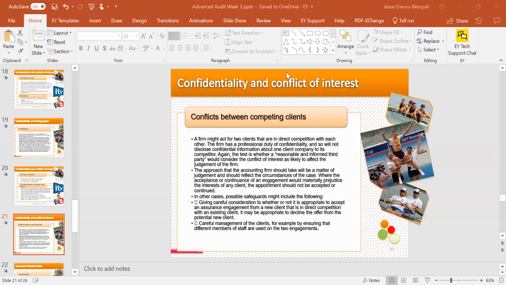So are there any questions on these conflicts? Any questions so far? Anything you need me to clear up before we move on? I hope you are getting the picture, because this is very, very crucial when it comes to audits. Can I move on?